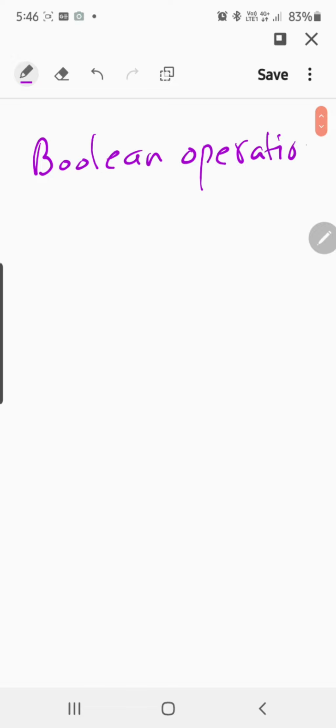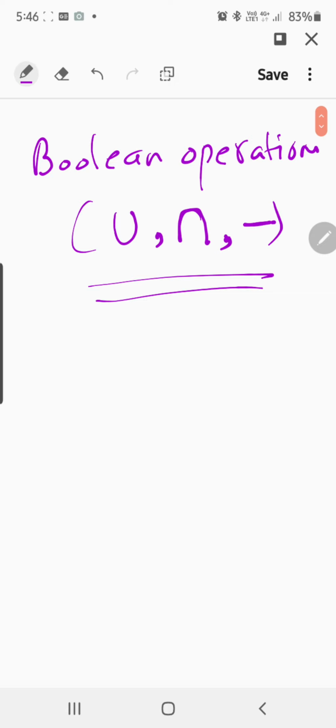In the last class, we started our chapter called sets, and in the last video we saw what we mean by Boolean operations, in which we learned about union, intersection, and difference. These three are our Boolean operations. In the same video, we also saw the meaning of a set. What is the meaning of a set?